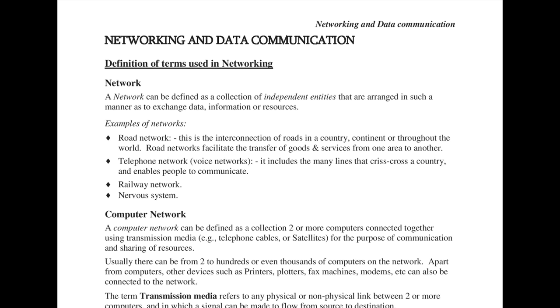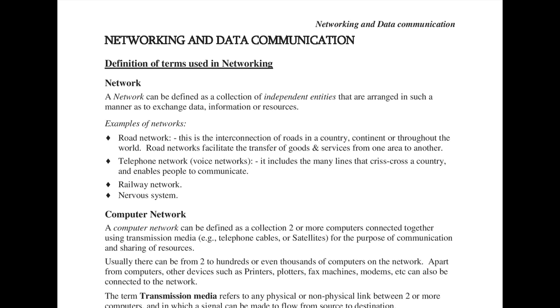Like in real life situation, if you talk about a nervous system in biology or in science, it is a network. When you talk about a railway network, we are talking about a railway line in different counties, in different locations that are interlinked. Also, when you talk about road network, you can bear with me that roads are interconnected.